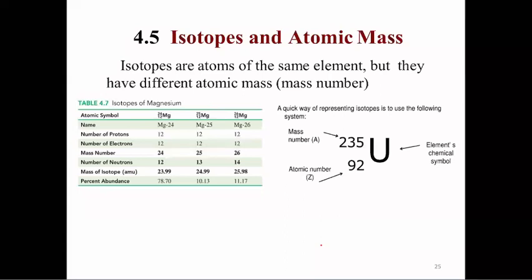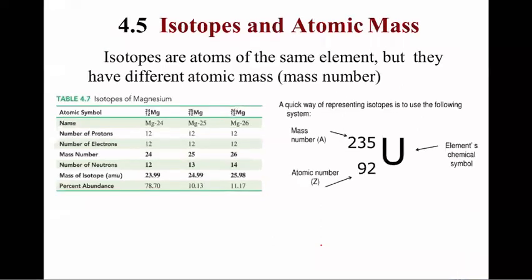So when it comes to elements, you can have what are called isotopes. And isotopes are going to be atoms of the same element. So we're all talking about the same element, again utilizing the analogy of ice cream. These are all vanilla ice creams. It's just that in terms of chemistry, isotopes are going to have different atomic mass, okay?